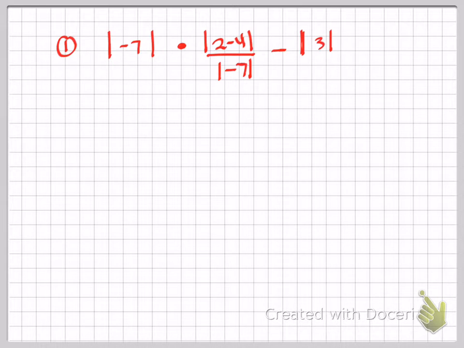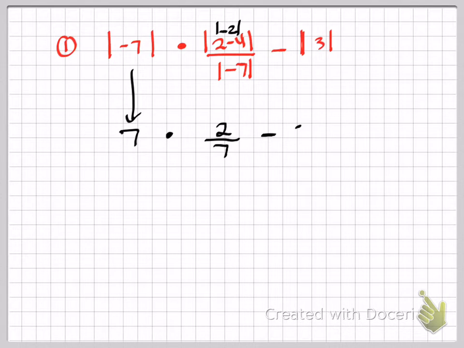What I do first is I do the absolute values first. Absolute values first. And so what is the absolute value here? 7. And 2 minus 4 is -2, we know that's -2, right? So it's 2 over 7 times the absolute value of -2 is 2. The absolute value of 7 is 7. And then the minus sign is outside of the absolute value, so you just put minus, and then the absolute value of 3 is 3.